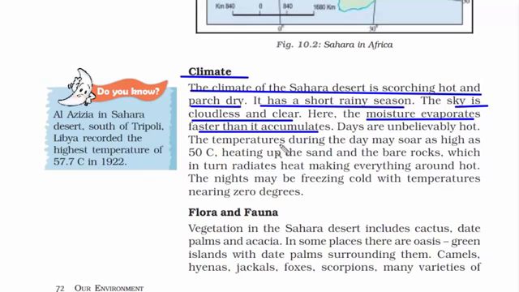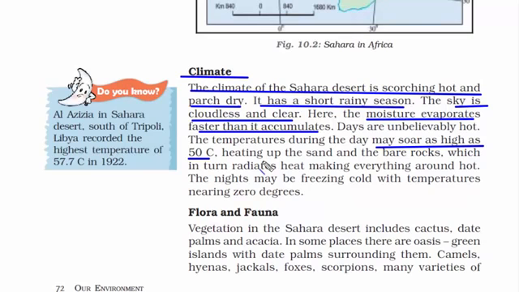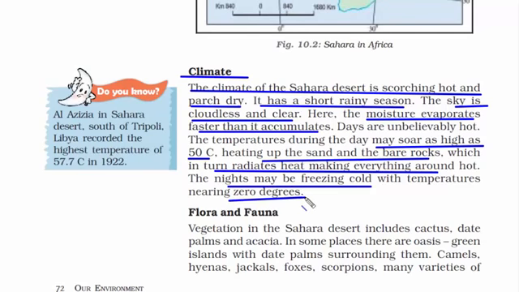So the temperature during the day can go as high as 50 degrees Celsius, almost half of what water boils at. And since it's a desert, it is all covered with sand and rocks. Rocks and sand heat up very fast, which radiates the heat around the atmosphere, making the air very hot. But surprisingly, at night, it is freezing cold with temperature nearing 0 degrees Celsius.